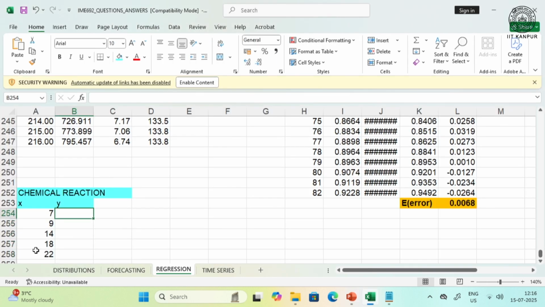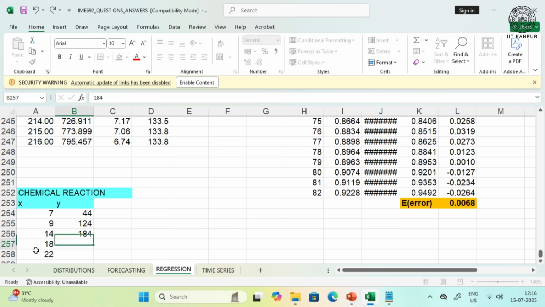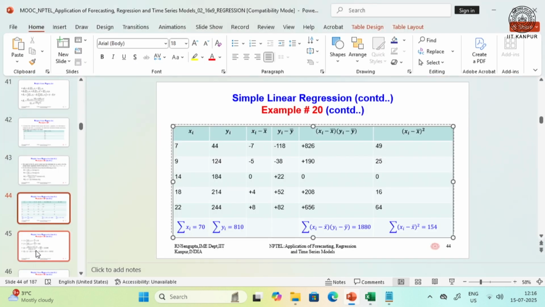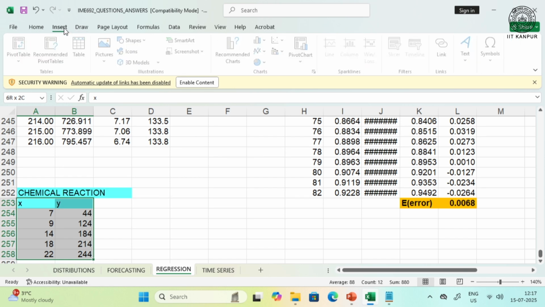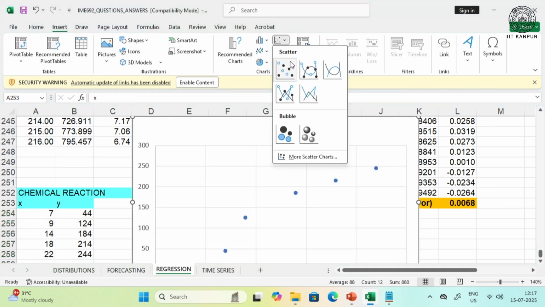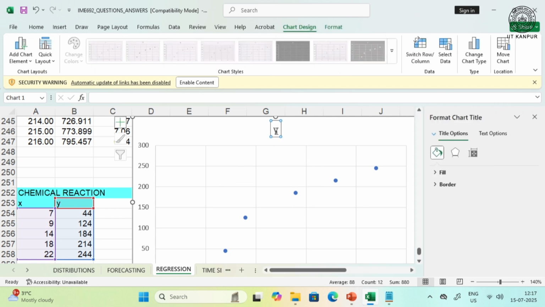So, that is done. The x values are 44, 124, the next value is 184, the fourth value is 214 and the last value is 244. So, we have the data set. Just before I solve, let us plot the data. So, this is x and y. I am using just a simple Excel sheet. So, this is the data point, and I will mark it as the chemical reaction.